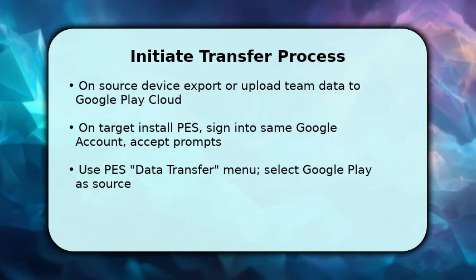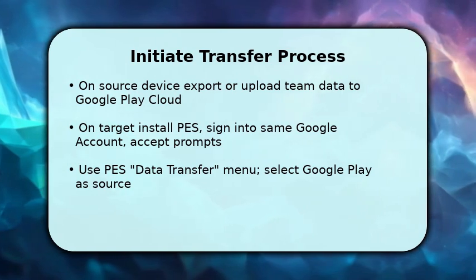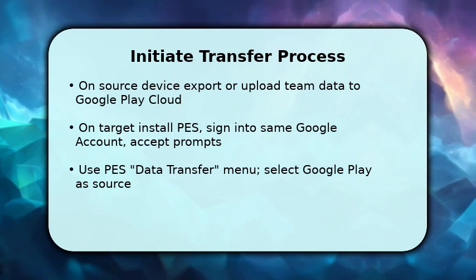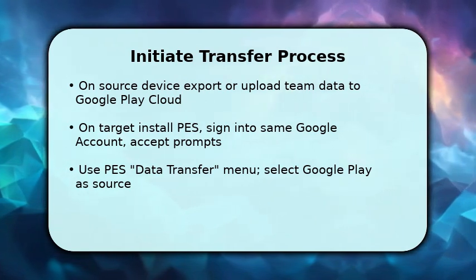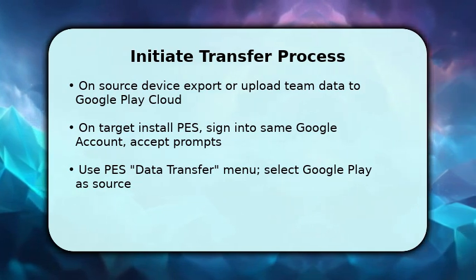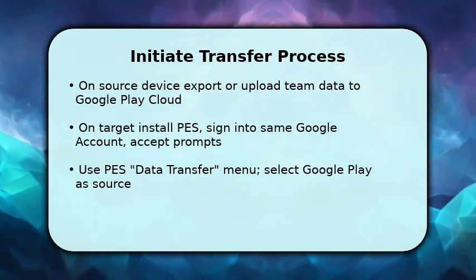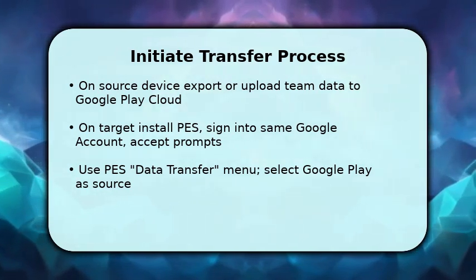Next, on the target device, install or open PES and sign into the same Google account. This links the app to the cloud. Then navigate to the PES data transfer menu and pick Google Play as the source. The app will list available cloud saves. Once it detects the upload, select the correct team and start the import to apply your roster and progress.